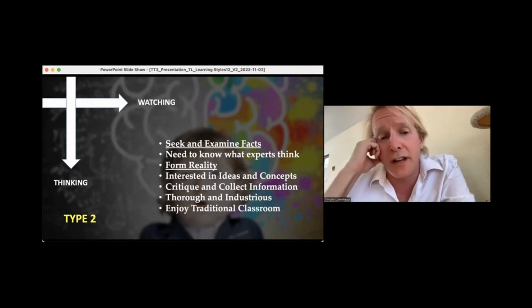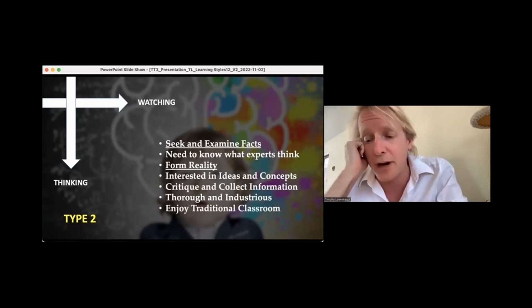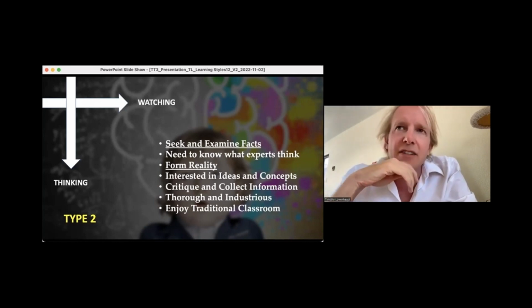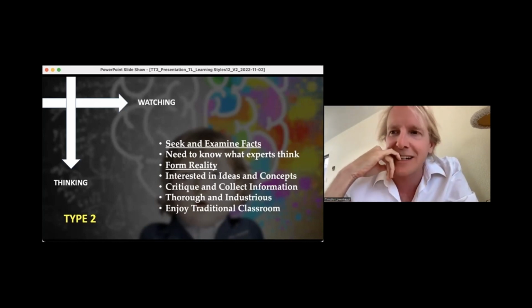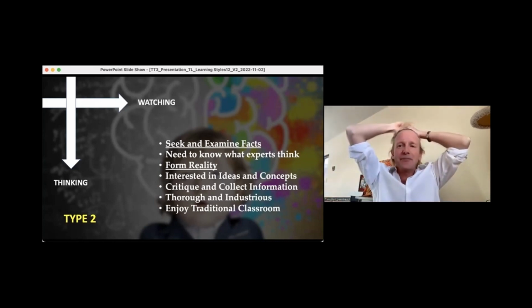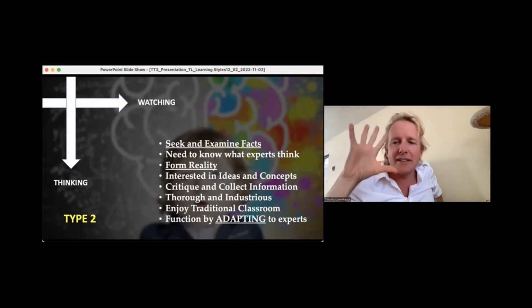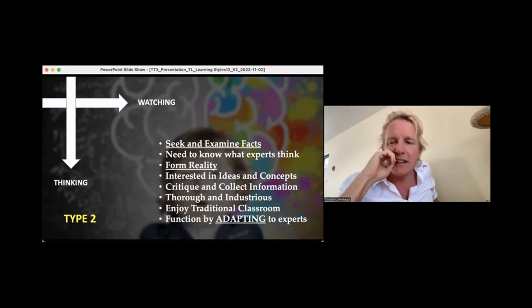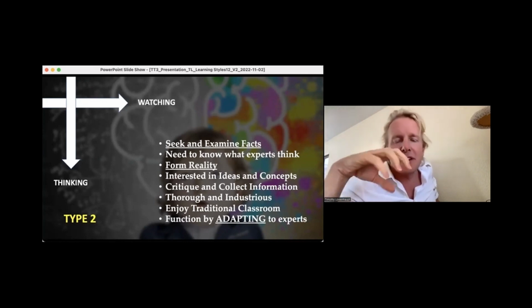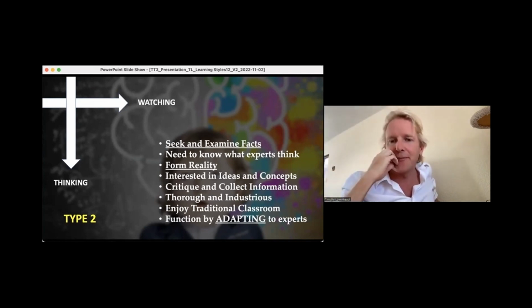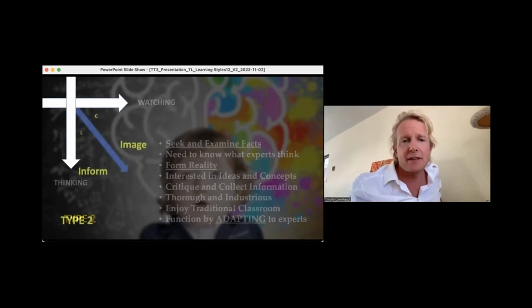And they like the traditional classroom. Like, that's where they thrive. This type of learner thrives, especially in the Gelupa tradition. And they function by adapting to the experts, meaning they look at the expert, they watch the expert, and they adapt themselves to become the expert. They adapt to become like them. They adjust themselves.